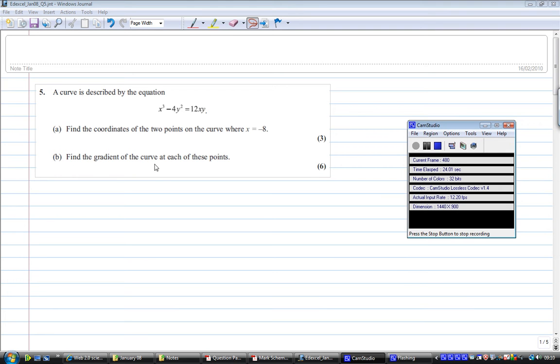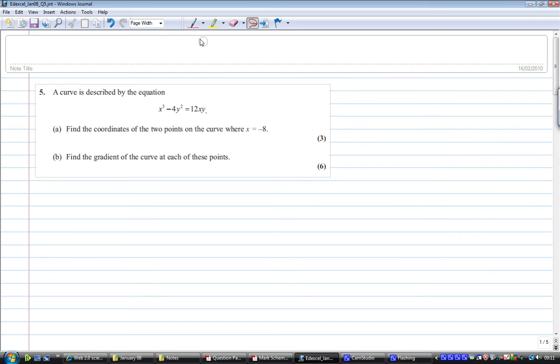And the next bit is to find the gradients of the curve at each of these points. So what we're going to do there is basically just differentiate this equation first of all. I think you can see there that you're going to get dy/dx as a function of x and y. You need the chain rule to differentiate this bit here, and the product rule here. But it's no real problem. And then we're going to rearrange that to find dy/dx as a function of x and y, and just put the 2 points in that are here.